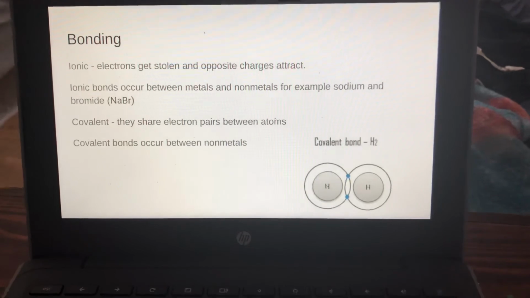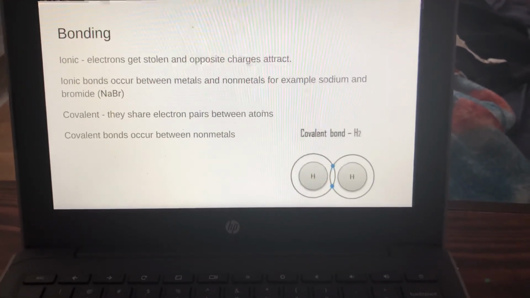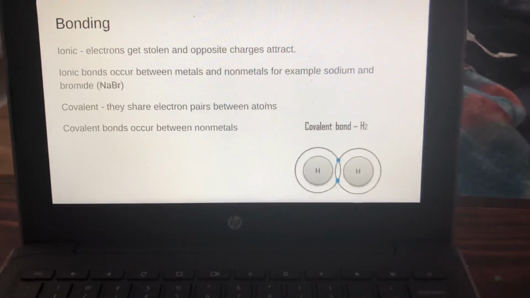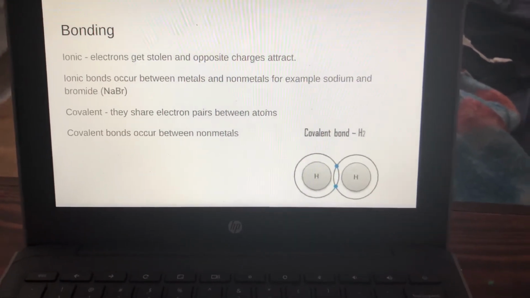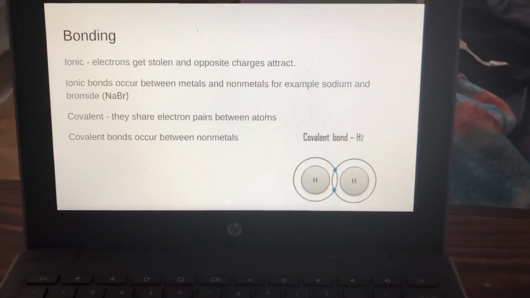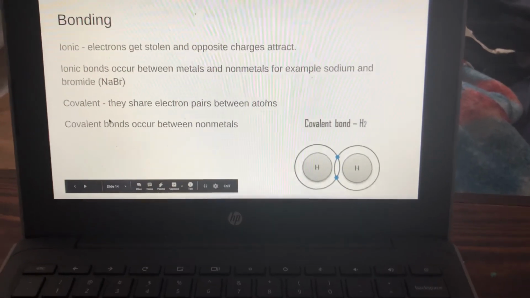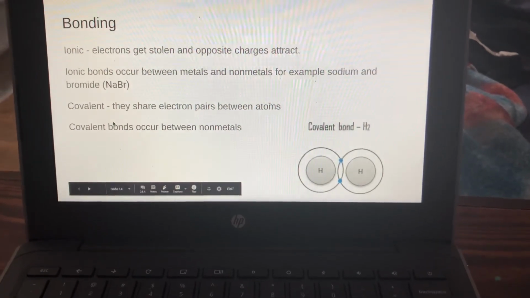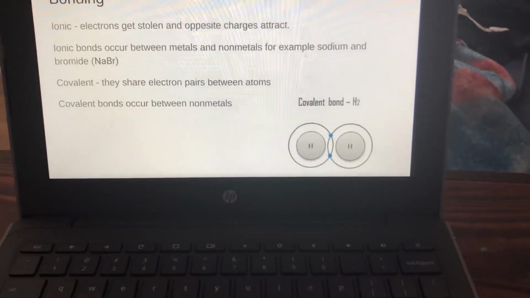Bonding. Ionic bonding. Electrons get stolen and opposite charges attract. Ionic bonds occur between metals and nonmetals, for example, sodium and bromide. Covalent bonding. They share electron pairs between atoms. Covalent bonds occur between nonmetals.